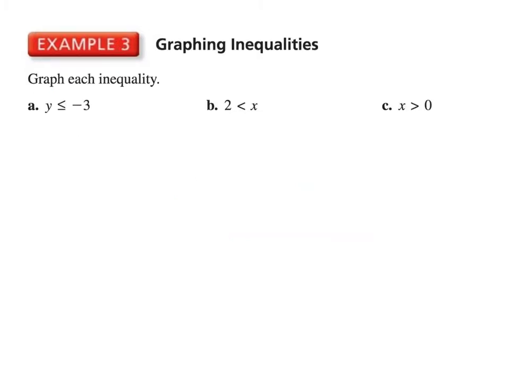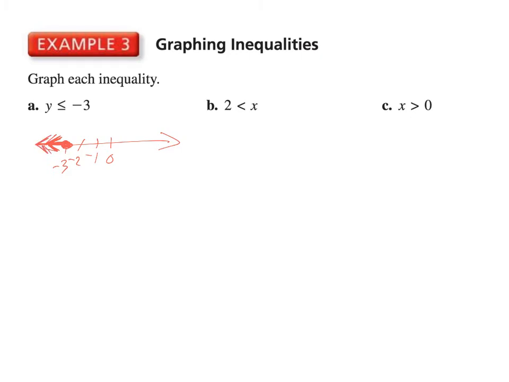Going on to example 3. Graph each inequality. All right, start off with the number line. We have 0, negative 1, negative 2, negative 3. It says less than or equal to negative 3. Since it's less than or equal to, we're going to have a circle, and we fill it in since it's equal to. And since it's less than, that means we're going to the left. All right, those are all the numbers less than negative 3. Can make the arrow even longer if you wanted.